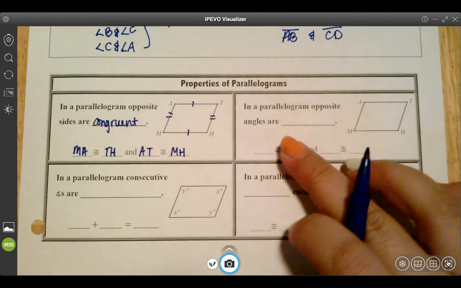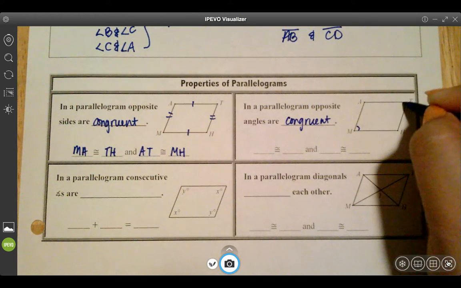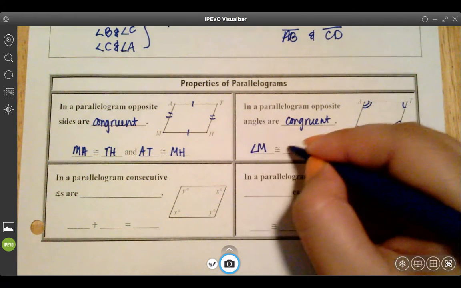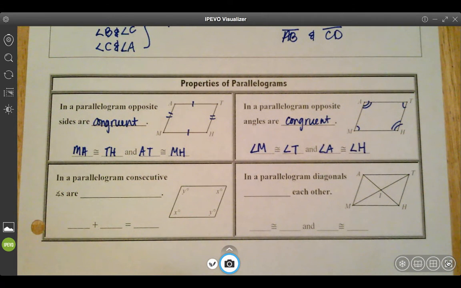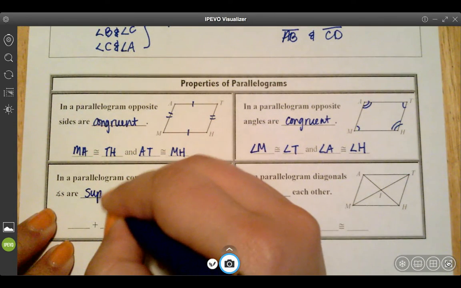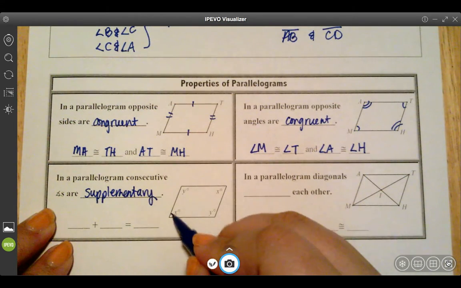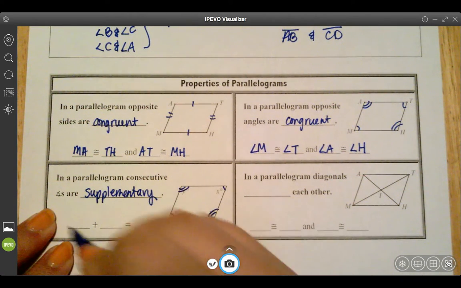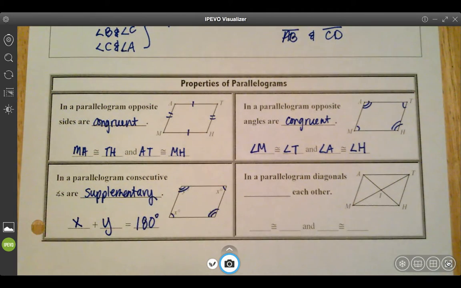In a parallelogram, opposite angles are also congruent. So we have M congruent to T and A congruent to H. In a parallelogram, consecutive angles are supplementary. So that means we have X and X are congruent, Y and Y are congruent, and X plus Y equals 180 degrees.